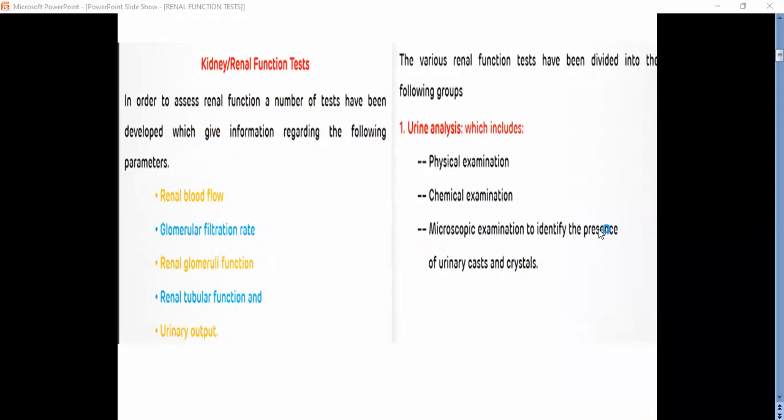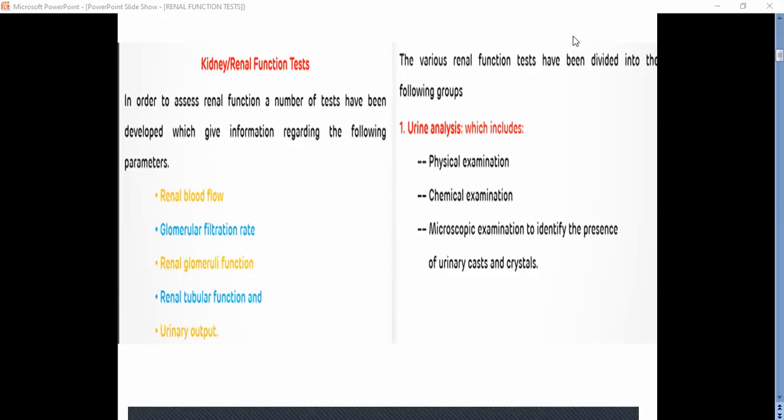In order to assess renal function, a number of tests have been developed which give information regarding the following parameters. These parameters show us whether the kidney is working well or not. What are those parameters? Renal blood flow, glomerular filtration rate, renal glomerular function, renal tubular function, and how much urine output is collected. These are the main areas where kidney function can be assessed. By that, the various renal function tests have been designed.